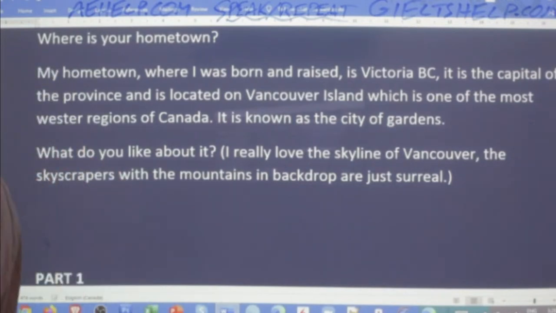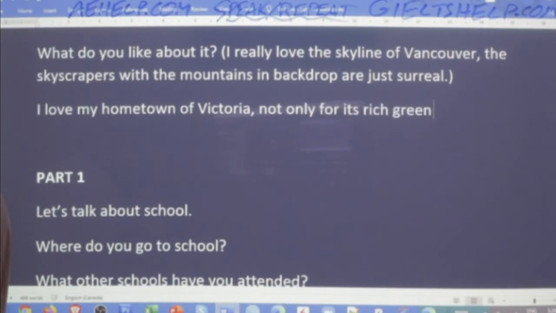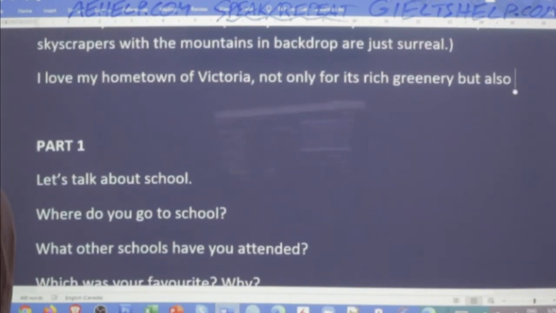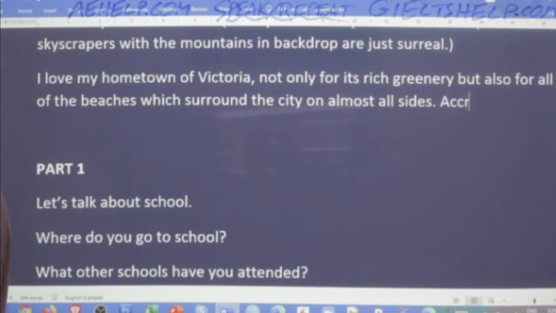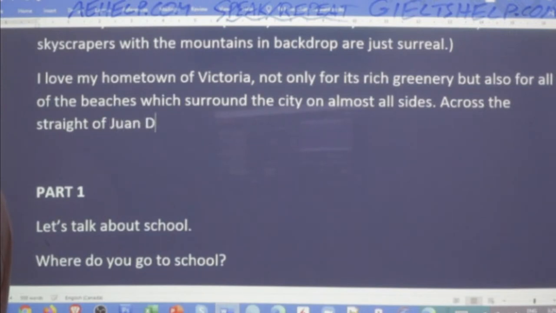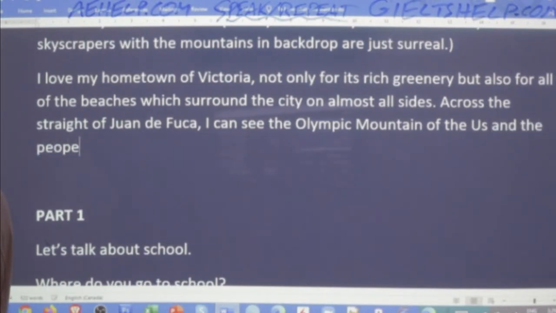All right. So, what do I like about Victoria? All right. I love my hometown of Victoria, not only for its rich greenery, but also for all of the beaches which surround the city on almost all sides. Across the Strait of Juan de Fuca, I can see the Olympic mountain range of the US, and the people are very kind and happy most of the time.